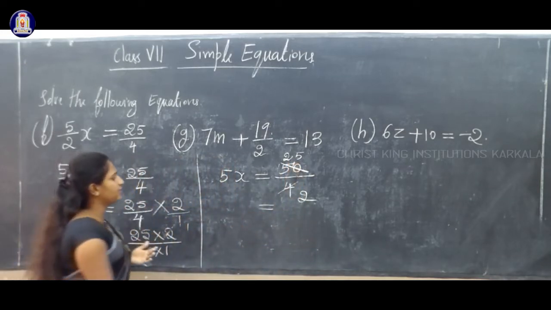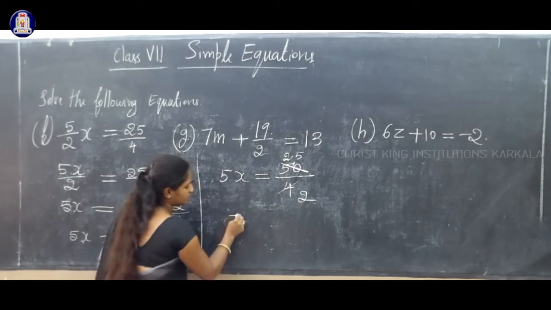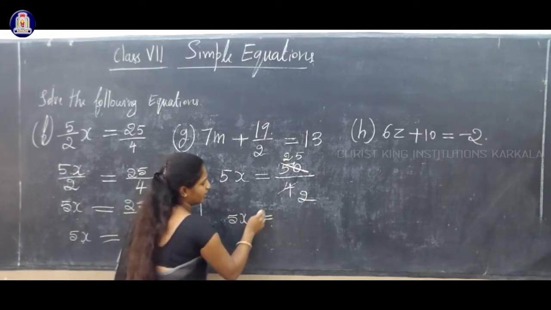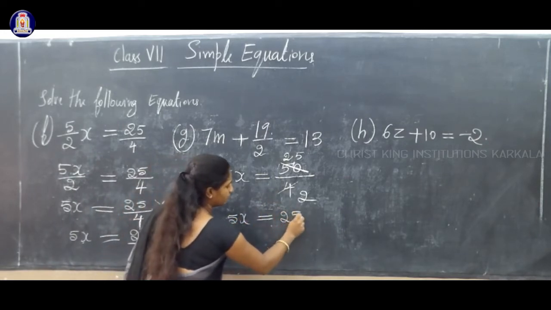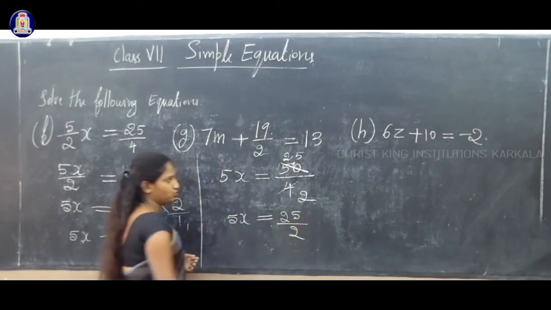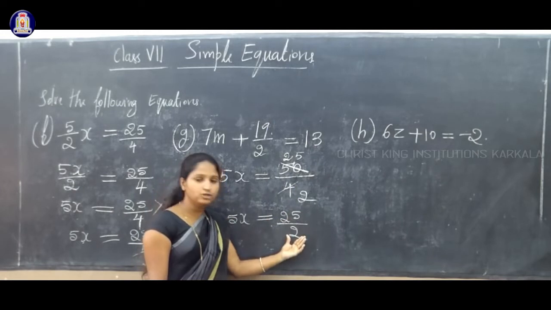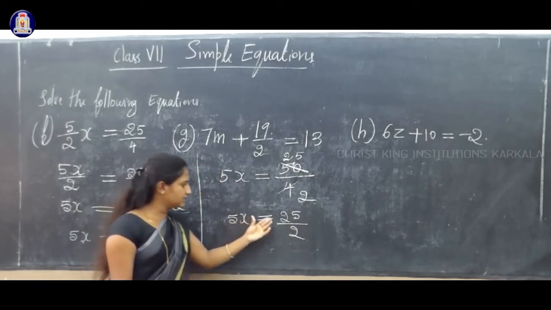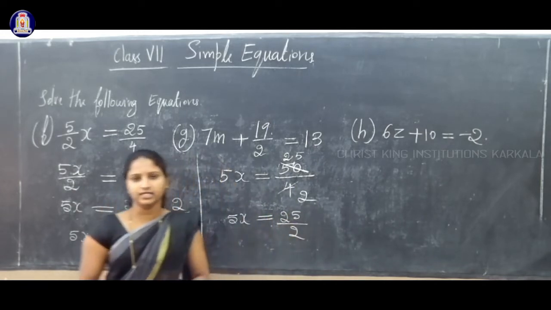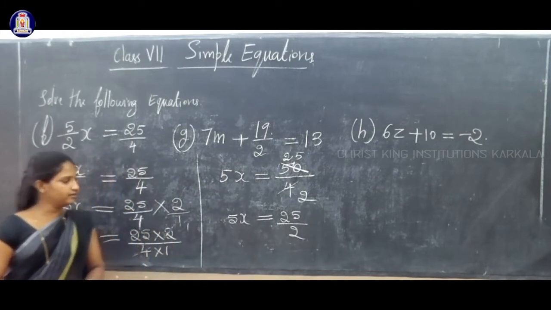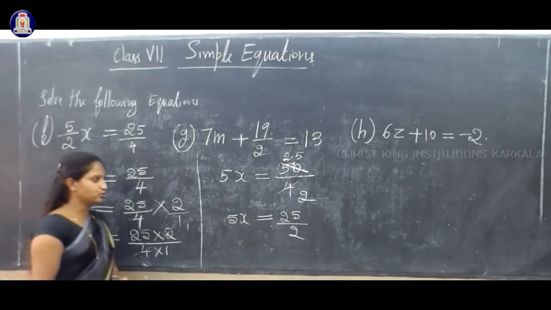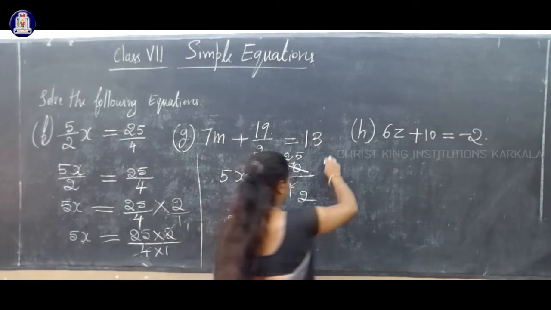Okay, now what is remaining in the left hand side? The left hand side value is here 5x. So 5x is equal to 25 divided by 2. In the numerator it is 25 and in the denominator is here 2. So we will get 5x is equal to 25 divided by 2. Clear? 25 by 2.